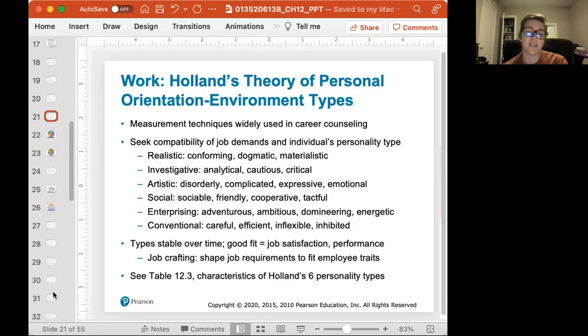Job crafting is where you shape job requirements to fit employee traits. So you make it fit what somebody might need. So that could mean letting a counselor make their own schedule. As in my case, I was able to make my schedule at my current job, which was great. So I get to work the hours that work for me and it makes school possible. And then you can look at table 12.3 in your book to see characteristics of Holland's 6 personality types.